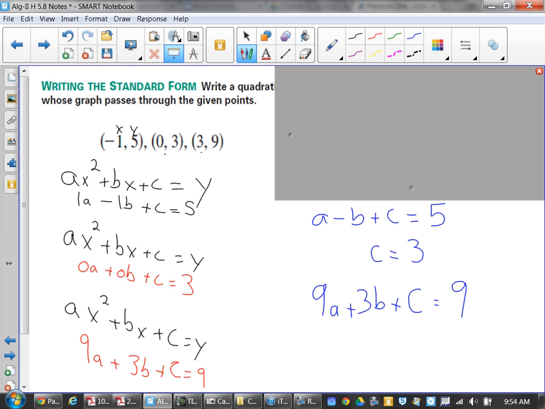Could you sub in c and then only have 2? Yes. And that's the idea here. There are many ways of solving systems of equations. Did you guys ever do a 3 by 3 system of equations?